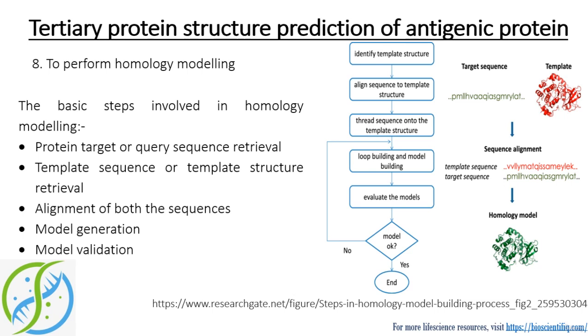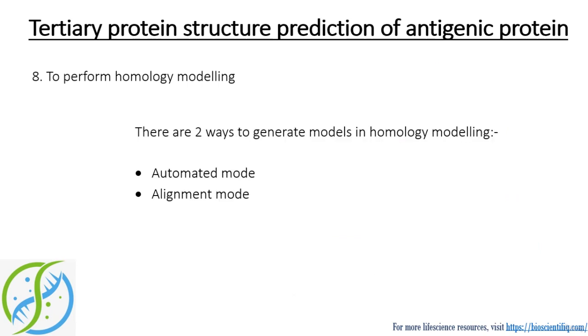Now to generate these models in homology modeling, there are two ways. One is the automated method where we only need to paste the target or query sequence and the rest of the steps are done by the automated server itself to generate the models. The second mode is the alignment mode where we perform all the steps and only the fourth step is done on the server. The other steps we perform by ourselves. The fourth step is again model generation that is done by the server.